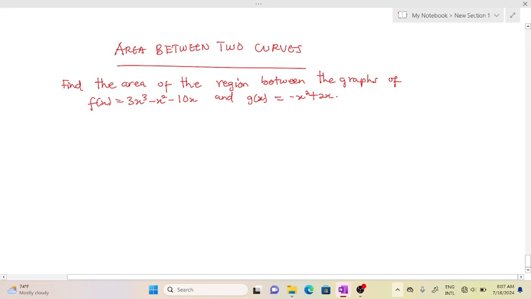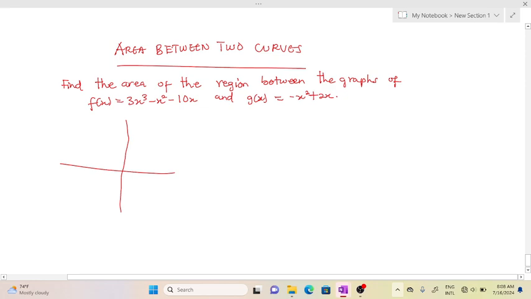In this video, I'll be taking you through another problem in area of region between two curves. Find the area of the region between the graphs of f of x is equal to 3x cubed minus x squared minus 10x and g of x is equal to minus x squared plus 2x. This is an application of integration problem. To handle this, you need to graphically represent this so that you can easily do it.